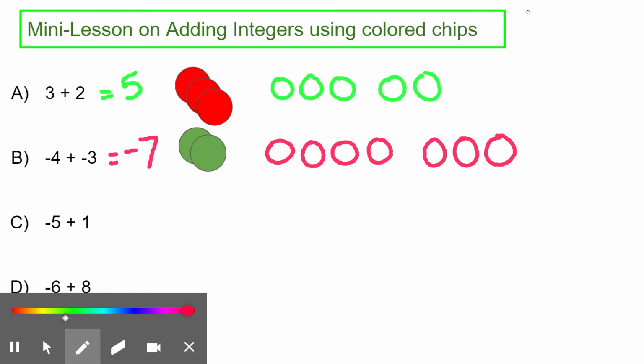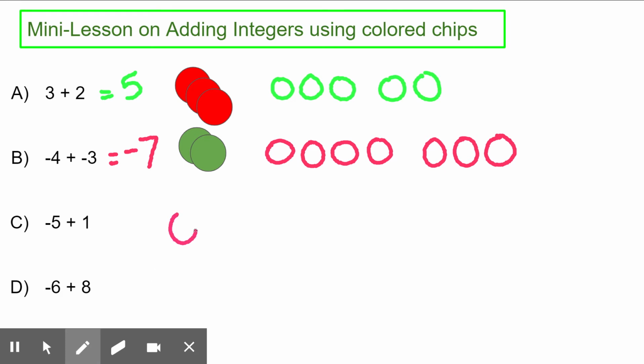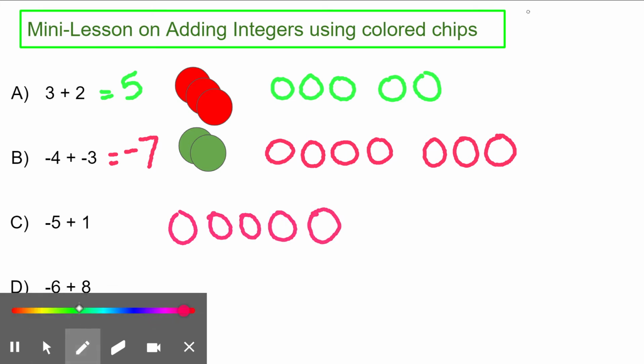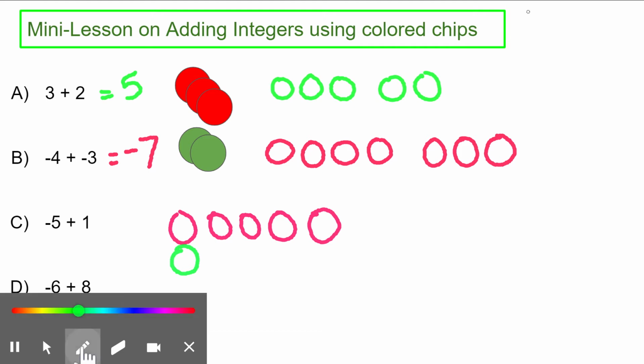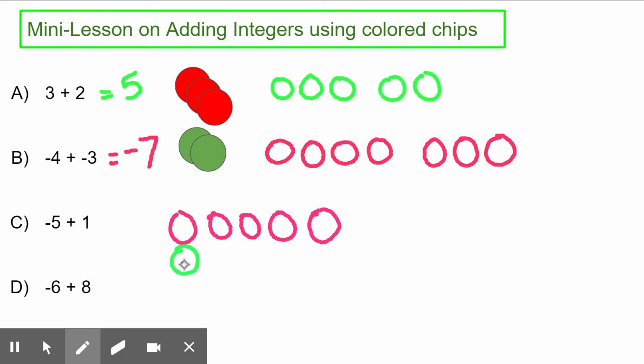A -5 plus 1. Okay, so 5 negatives and a positive 1. The reason why I set it up like this is because I want you to see that a negative and a positive, like -1 and +1, right? We learn are opposites, and they're called a zero pair because they cancel each other out. And once we recognize that, we can see what's left. -4.